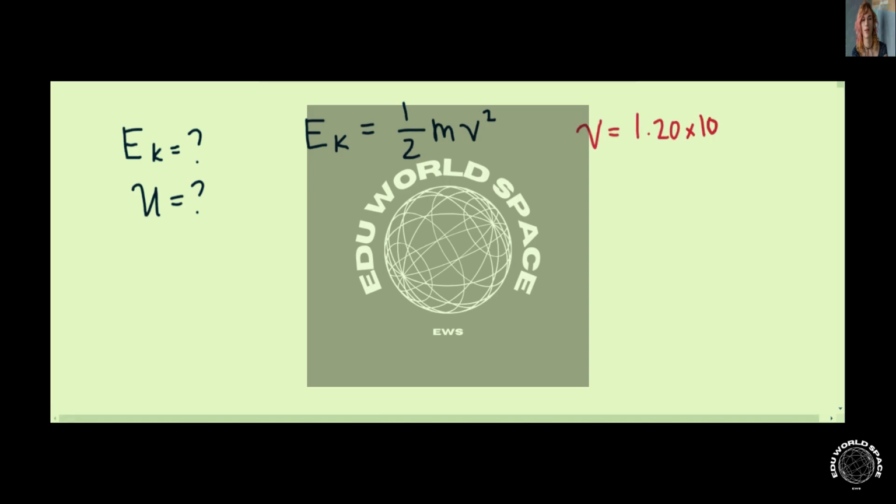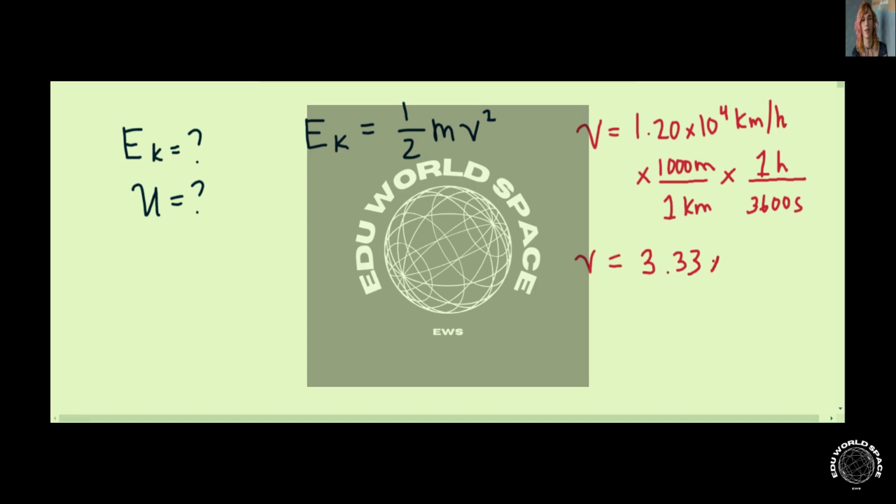So we're starting with 1.2 times 10 to the 4 kilometers per hour. And we need to multiply by a couple conversion factors here. The first one, we want to get rid of kilometers, so I'm going to put that on the bottom. 1 kilometer is the same as 1,000 meters. And then I want to get rid of hours in the denominator, so I'm going to put that on the top, 1 hour. 1 hour is equal to 3,600 seconds, so that goes on the bottom. So I need to multiply by 1,000 and divide by 3,600. And that gives an answer of 3.33 times 10 to the 3 meters per second.